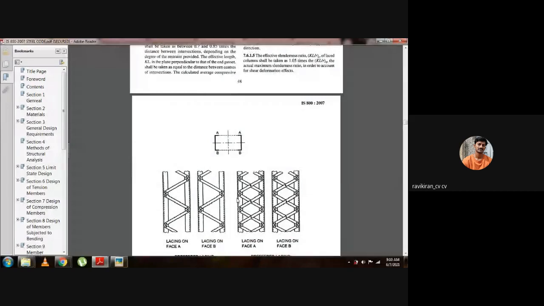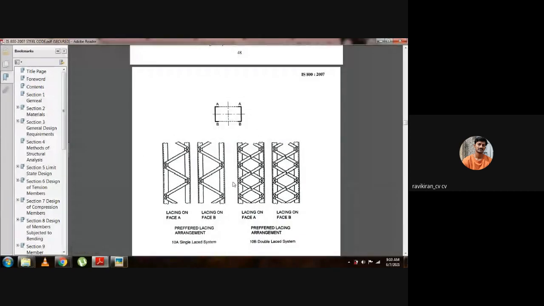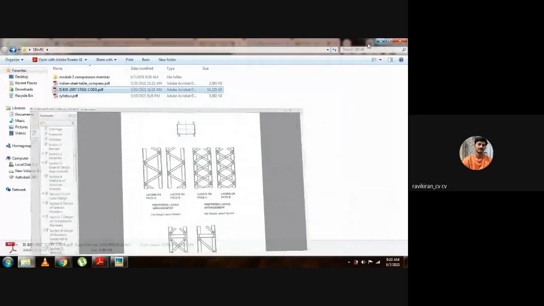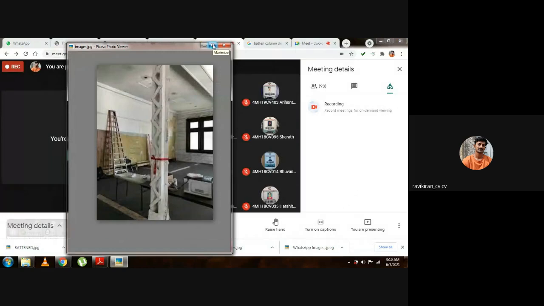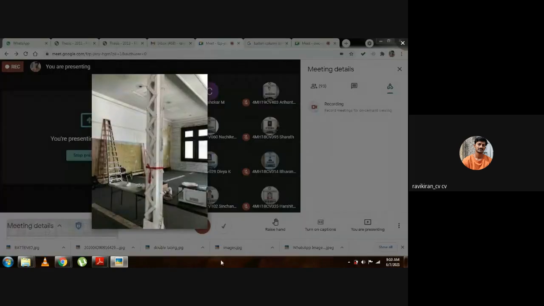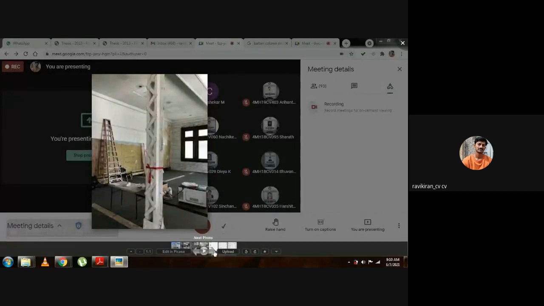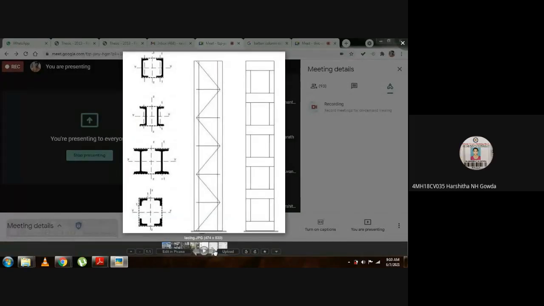Below that you can see on page number 49 the different types of lacings. Open this. All of you opened? Yes, sir. Okay. So what you are able to see in that for the first part? Preferred lacing arrangement.